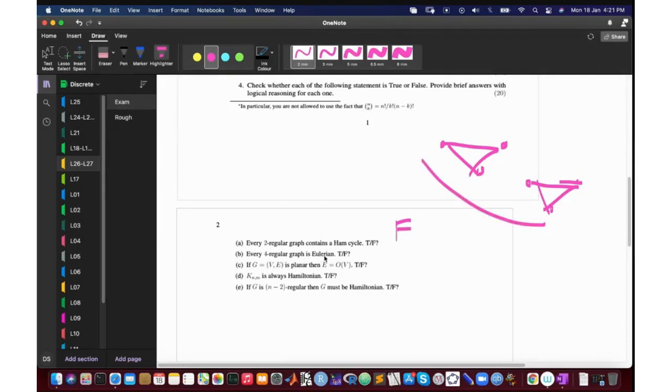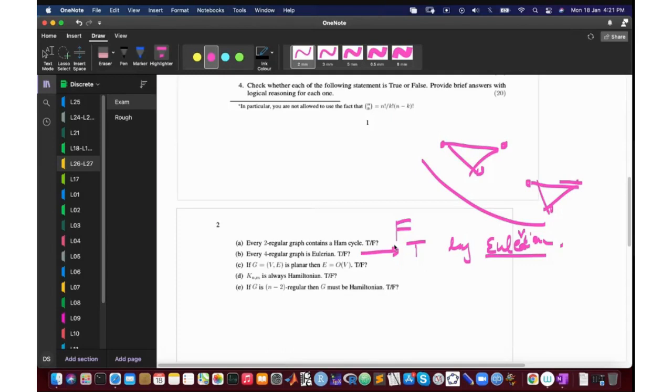Every four regular graph is Eulerian. This is true, by the Eulerian condition we have studied in class. If every degree is even, then it must be an Eulerian graph.